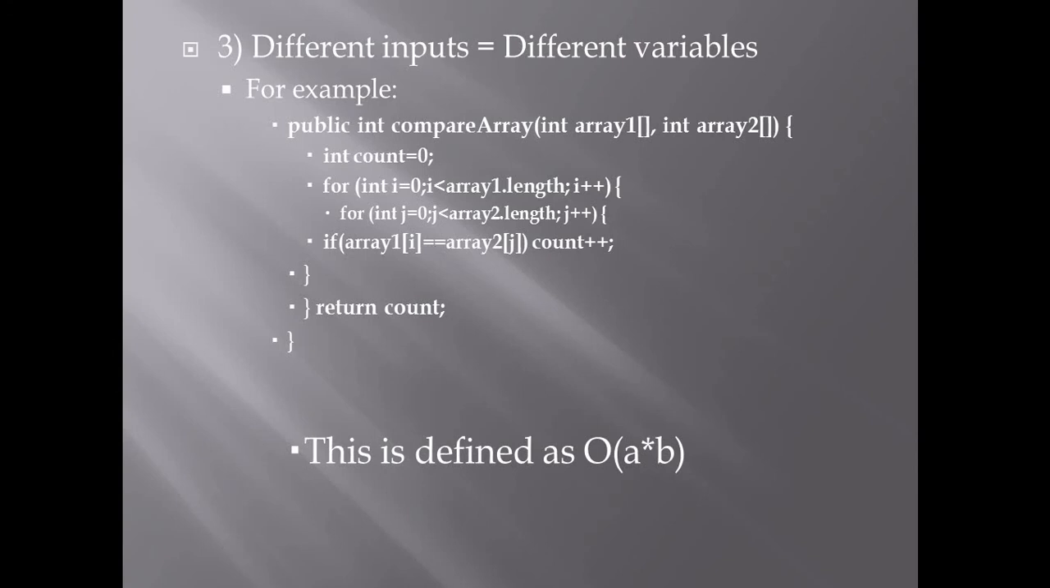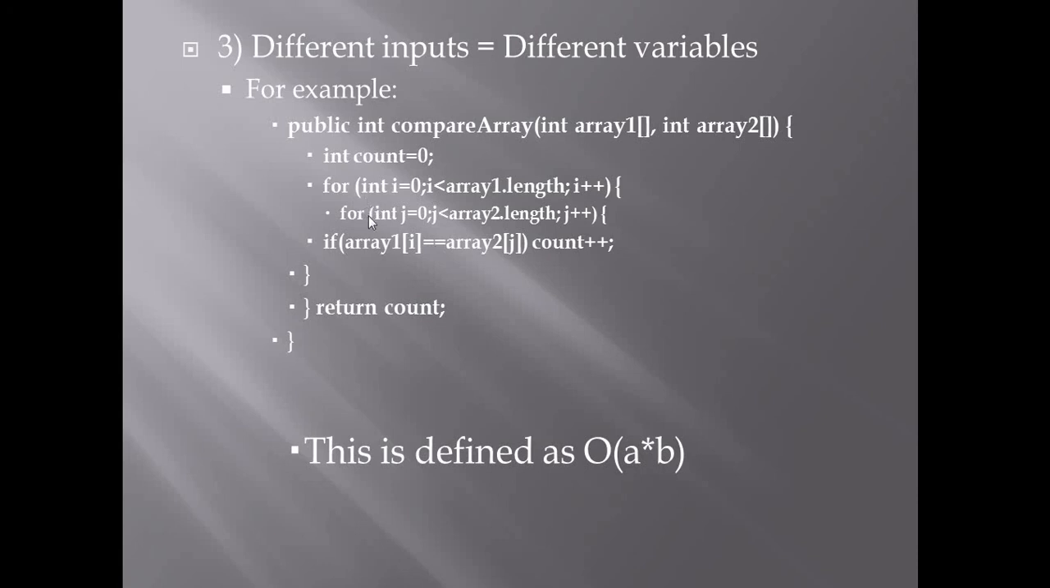The next one would be different inputs equals different variables, as mentioned earlier. It's the same thing. In this example, we have a compare array function, wherein we are comparing two different arrays. For every element in the first array, we are comparing with every element in the second array. As soon as you see this, one would say that this is O of n square, because it's just similar to bubble sort, what we saw earlier.